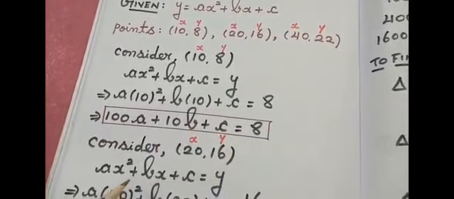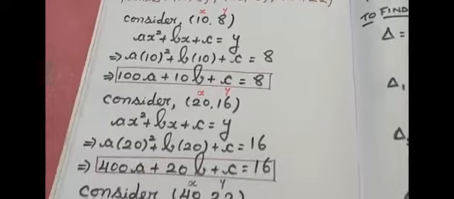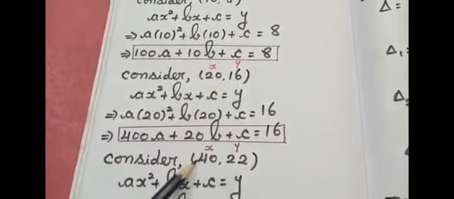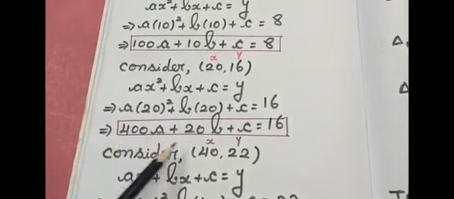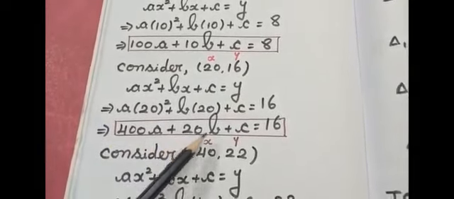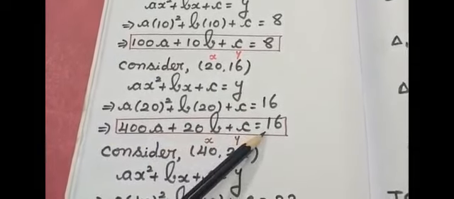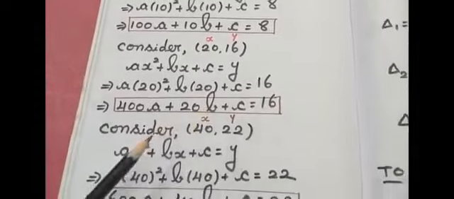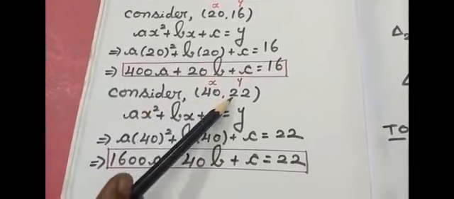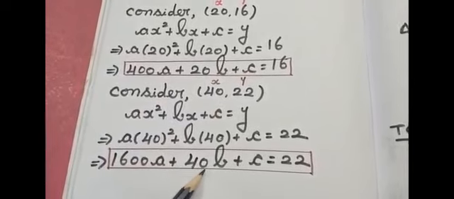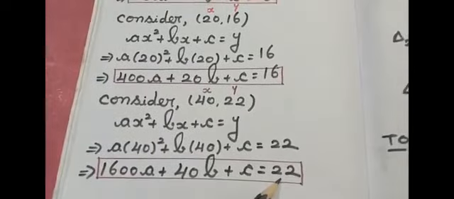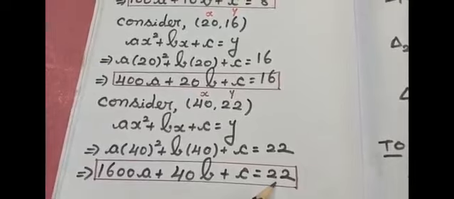Similarly, for the next two points, 20, 16 and 40, 22, the equation for (20, 16) is 400a plus 20b plus c equal to 16. And for (40, 22), I am getting the equation 1600a plus 40b plus c equal to 22. First I am framing the three equations.